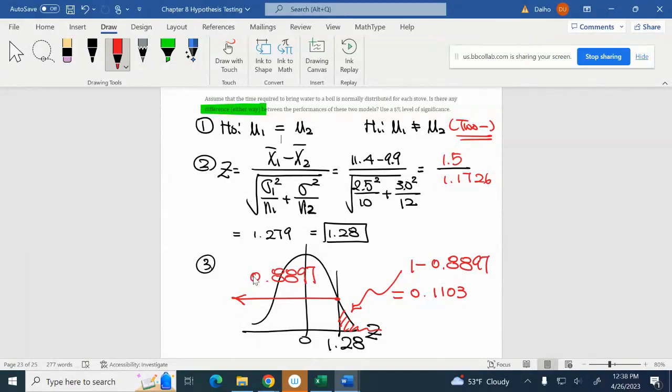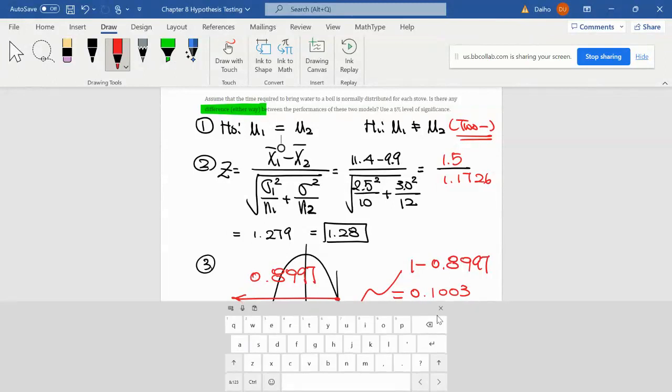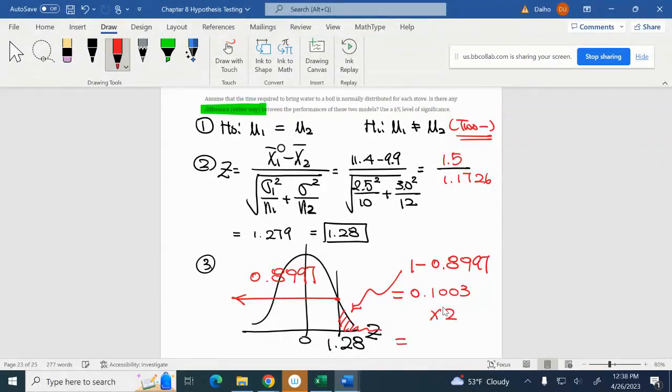Just a second. Is it 0.8897? Did you say 0.8997? I'm sorry. Yep, it's 0.8997. Then it must be 0.1003. It is the probability in only the right tail, but we stated it's not equal to, so we take twice. So finally, the p-value will be 0.2006.